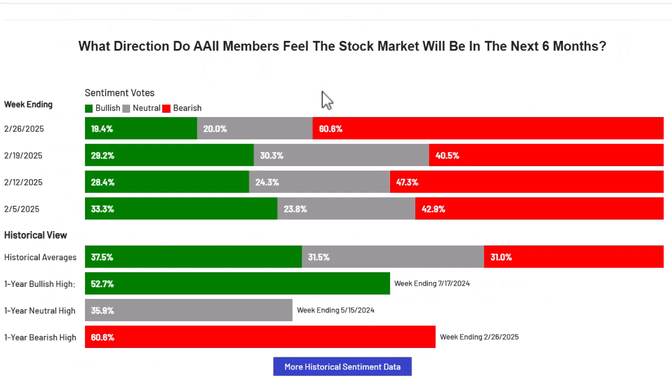Moving over to the sentiment survey, this is probably the lowest on the bull side that we have seen in a long time. I don't even remember it getting this low during COVID. Huge lows at 19.4%, way lower than historical averages. And the bears, 60.6%.